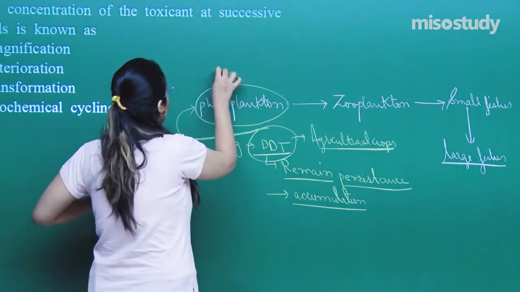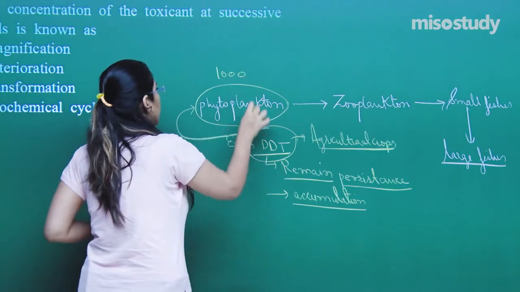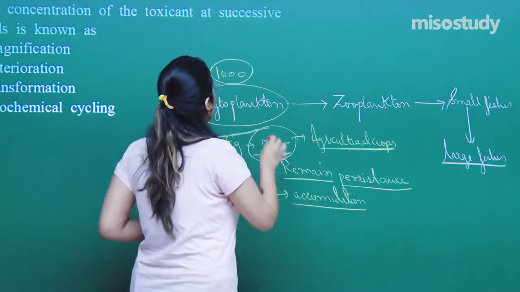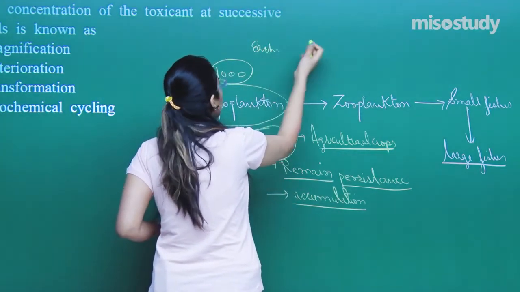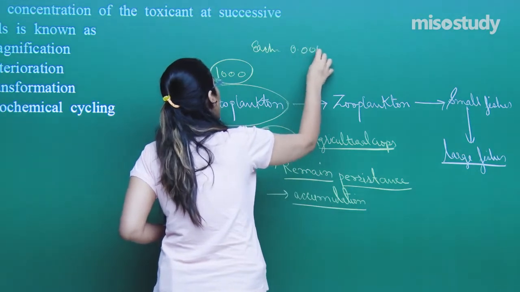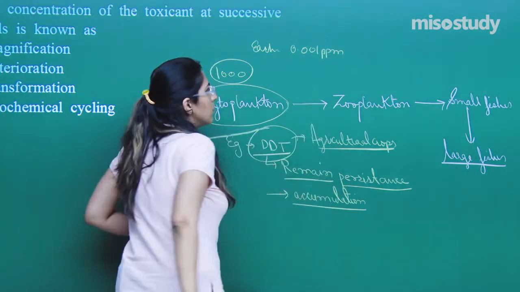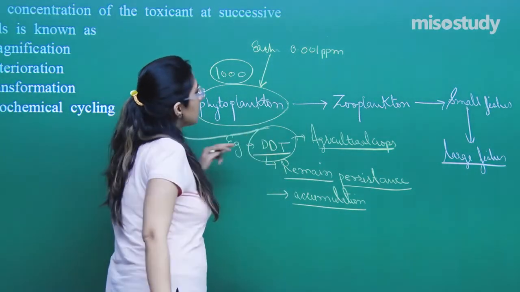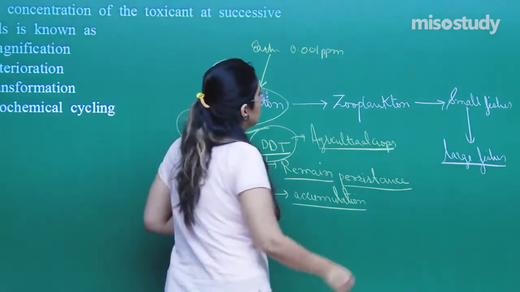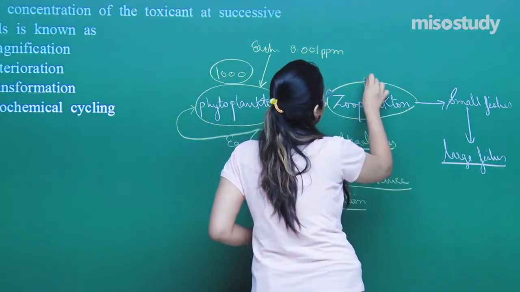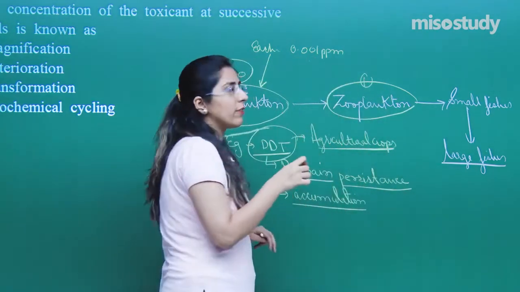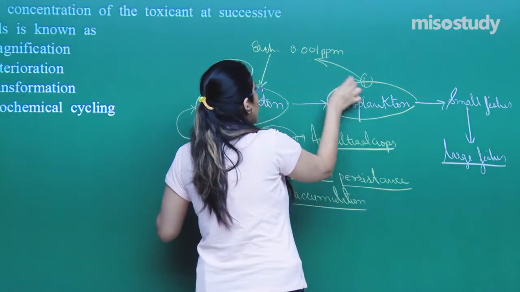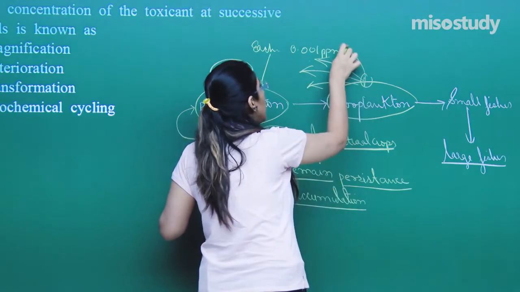Suppose 1,000 of these phytoplanktons are there, and each phytoplankton has around 0.001 ppm. These are zooplankton, they are feeding on the phytoplankton. One zooplankton will not feed on one phytoplankton, rather they feed on more than one of these phytoplankton, many in their lifetime.